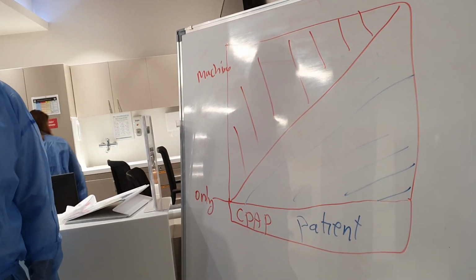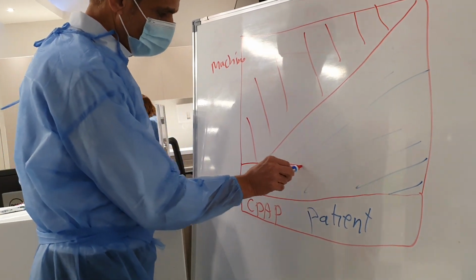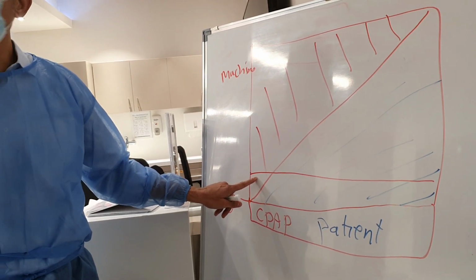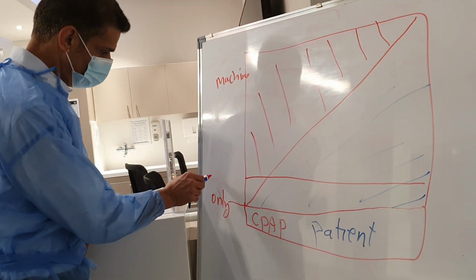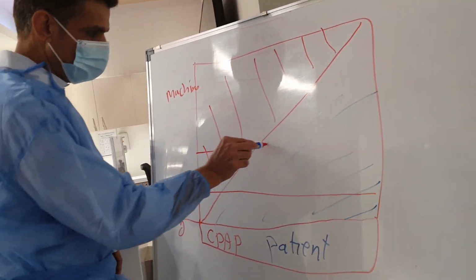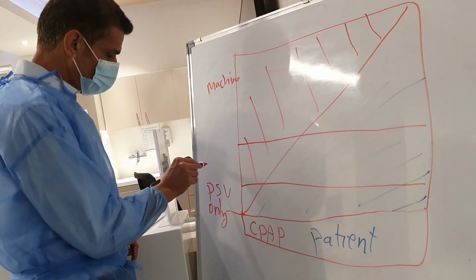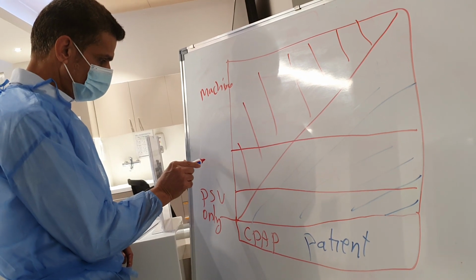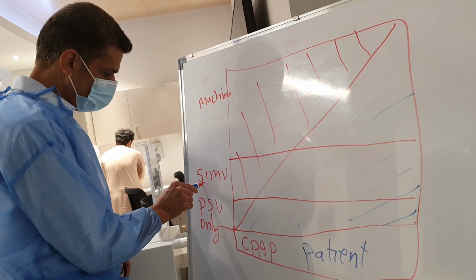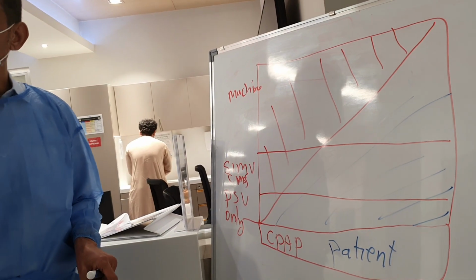You got it? If you are here, you can see a small contribution by the machine, more by the patient. This is PSV. If you go like this, you see more machine, less patient. This is called SIMV, or also called CMV. You can put CMV here, controlled mandatory ventilation.